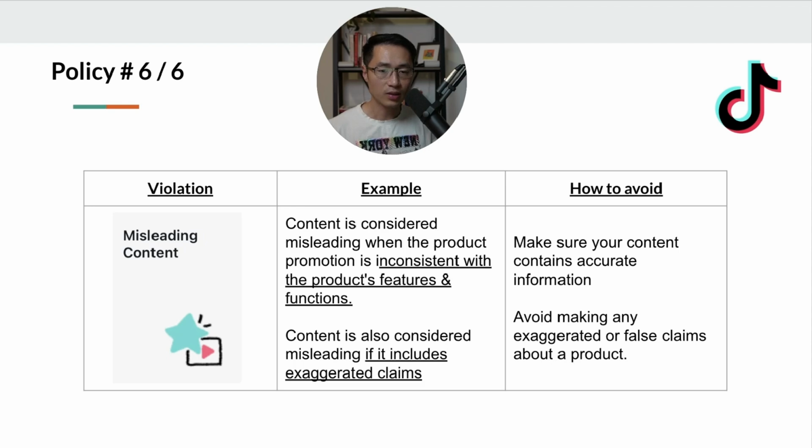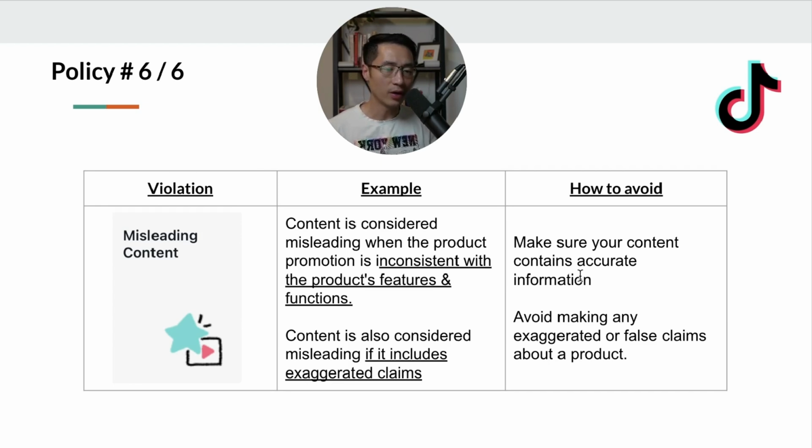So the last one, the sixth one, we have misleading content. Content is considered misleading when the product promotion is inconsistent with the product's features and functions. Content is also considered misleading if it includes any exaggerated claims. An example of this is making unscientific product claims. If you say something like, this product will help you lose 10 pounds in 3 days, that's a big no-no. You don't want to make claims like that. Or if you sell a supplement and you make any medical claims, you also don't want to do that. You don't want to say this product can cure certain diseases, something along those lines. You definitely don't want to do that.